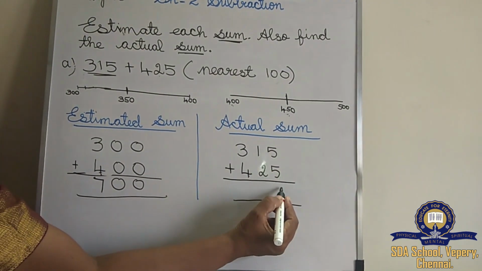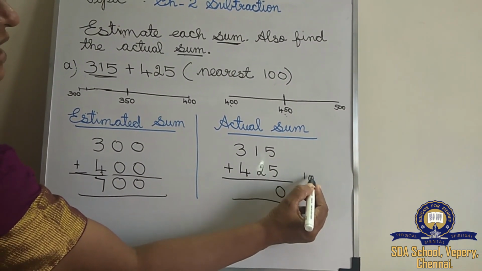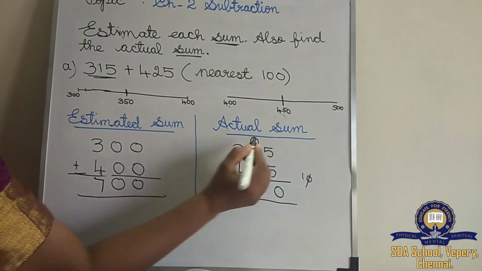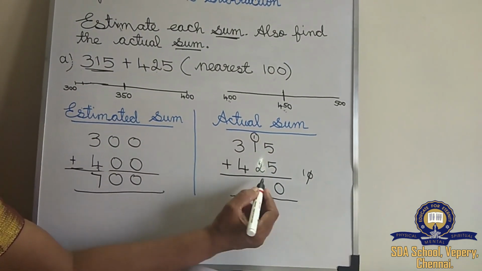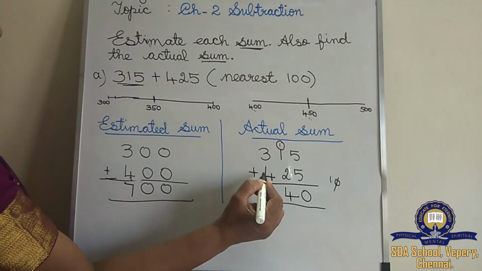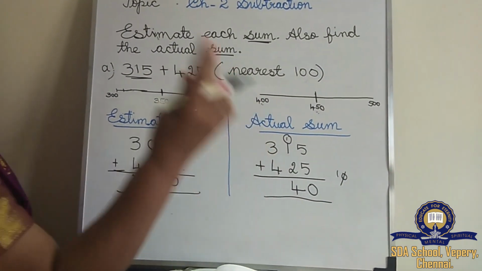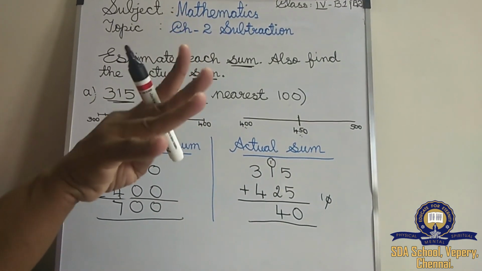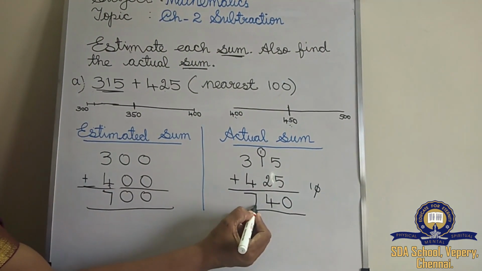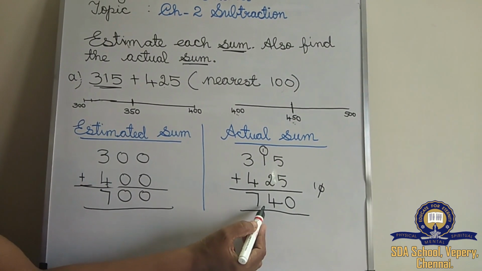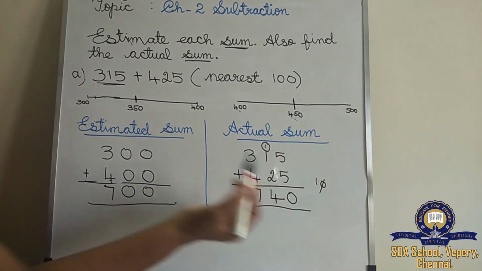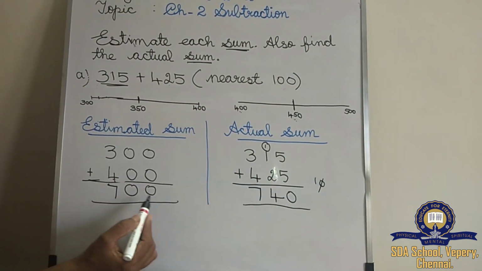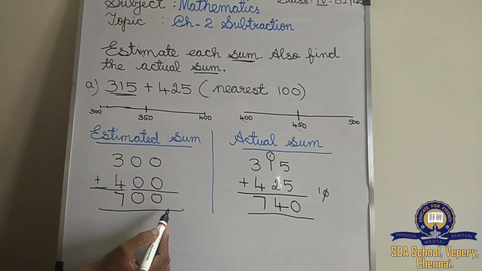5 plus 5? 10. 1 plus 1, 2. 2 plus 2? 4. And what will come? 3 plus 4, 3 in the mind, 4 on the fingers. After 3: 4, 5, 6, 7. What will come? 7. The actual sum answer is what, children? 740, and the estimated sum is 700. Are you thorough, children?